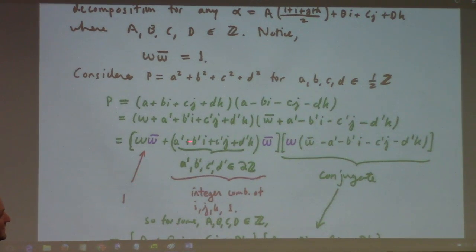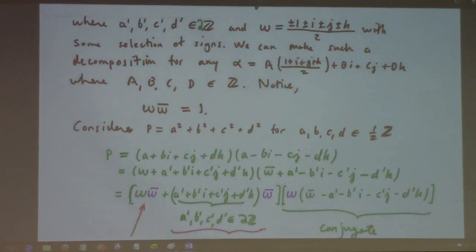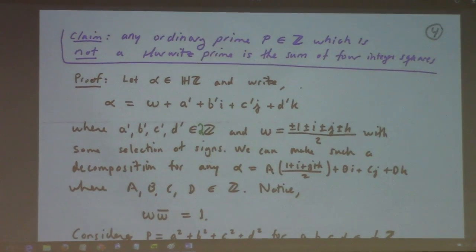So what does that mean about these two things? Either one of them or the other of them, I mean, they have to be, right? In other words, it's impossible, right? Because you can't factor a prime into a product of two things that are integers and are not just p again. So what that shows is that an ordinary prime p, which is not a Hurwitz prime, is the sum of 4 integer squares.